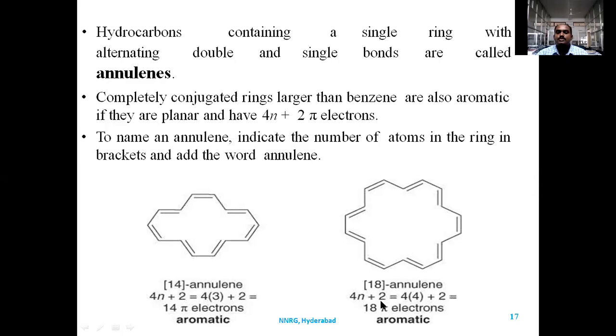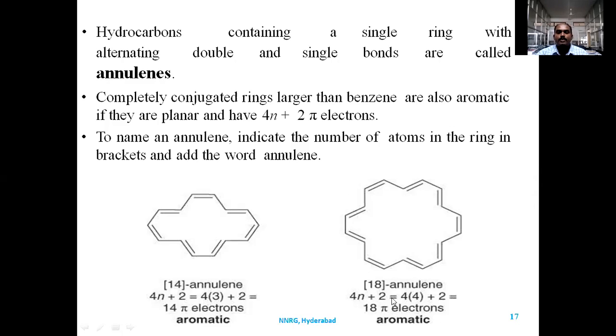So 4n plus 2 is equal to how many electrons? We have 18 electrons. 4n plus 2 is equal to 18 electrons. So 4n is equal to 16 electrons. n is equal to 16 by 4, which is 4. So it is coming as an integer, n is equal to 4. So definitely 18 annulene is an aromatic compound.